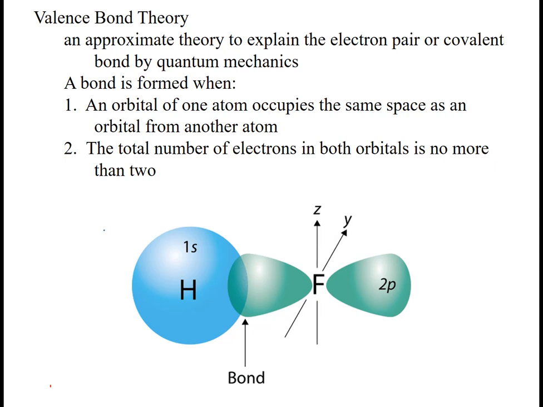It says that a bond is formed when the orbital of one atom occupies the space as an orbital from another atom. And so this is shown here. I have the 1s of the hydrogen overlapping with the 2p of a fluorine, and where these two overlap is the formation of a bond. And the other thing that it says is that the total number of electrons is no more than 2, which we've been saying all along.